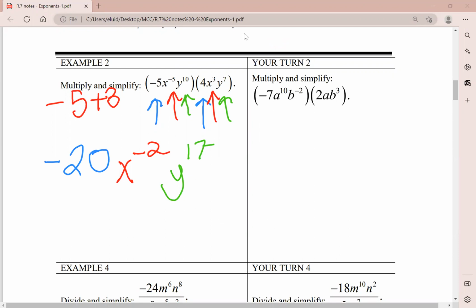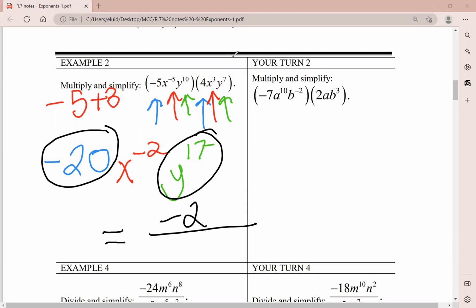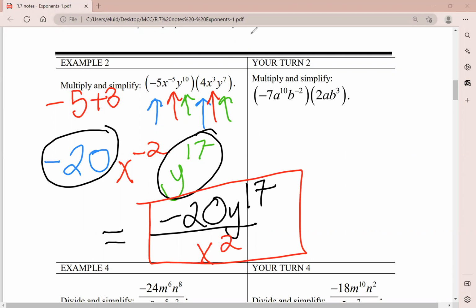Our final answer needs to have all positive exponents. So any expression that has a negative exponent needs to be flipped to the denominator, and the negative exponent will become positive. So that means we're going to have a fraction in our answer. Anything that doesn't have a negative exponent, just keep it where it is. That means it's going to stay in the numerator. So I'm going to keep my -20 and y to the 17th and rewrite those in the numerator. Meanwhile, the x to the -2 now becomes x to the +2 in the denominator. And here's our final answer, negative 20 y to the 17th over x squared.